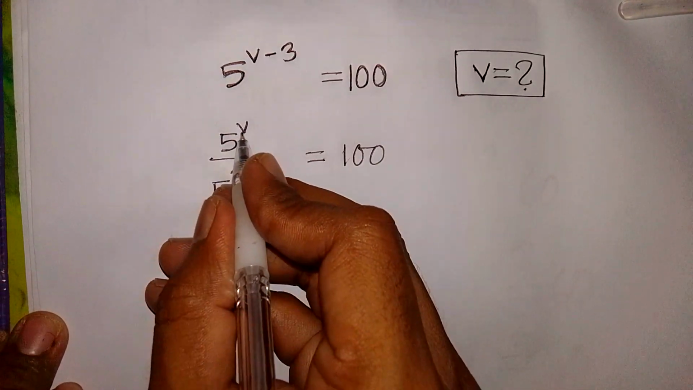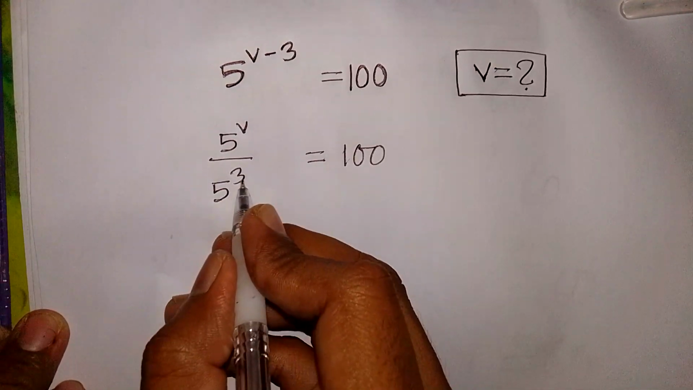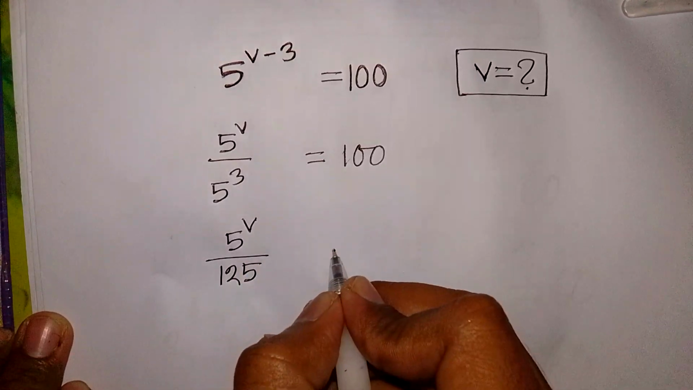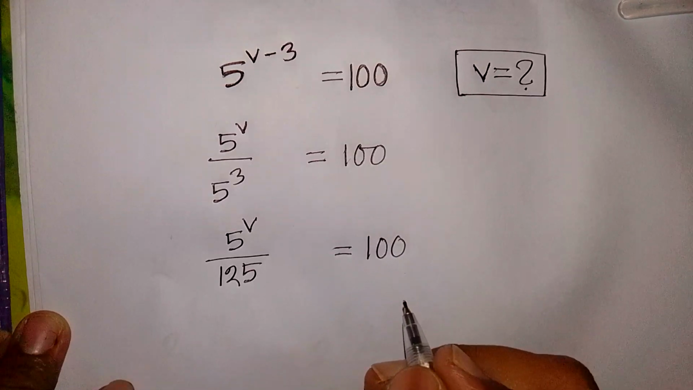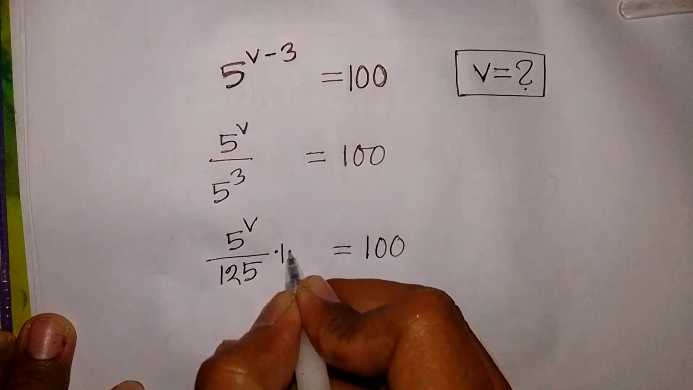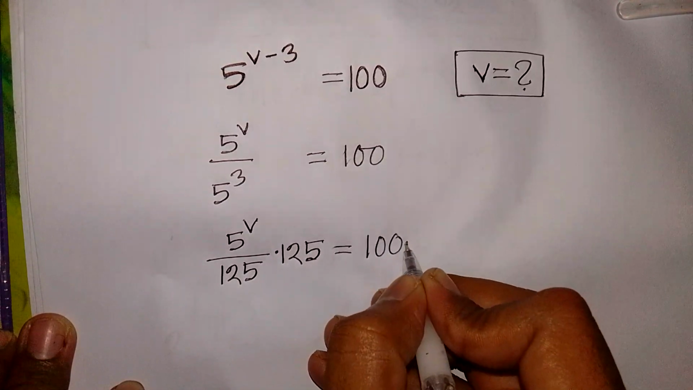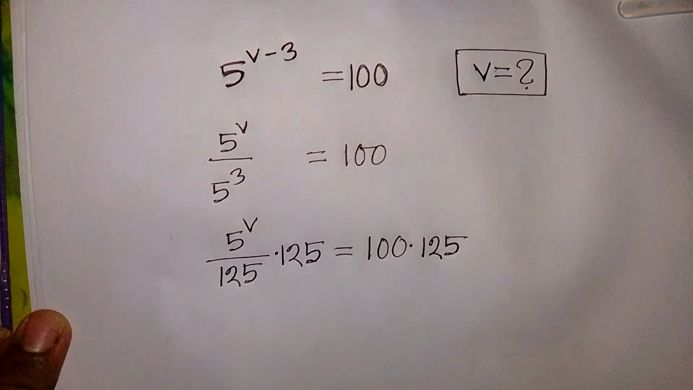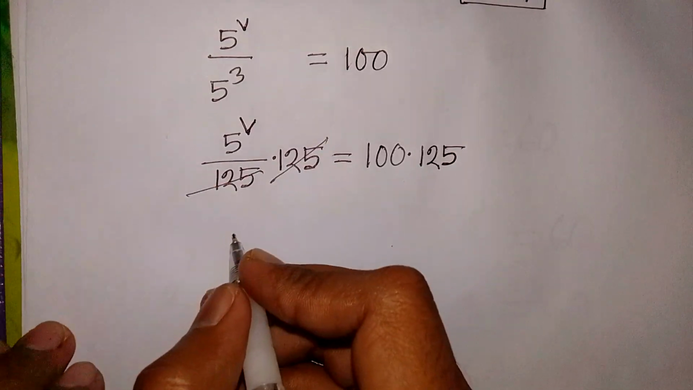Now 5 power v over 5 power 3 is the same as 5 power v over 125, is equal to 100. Now we multiply by 125 on both sides. So multiply by 125, multiply by 125. Now we see this 125 will be cancelled.